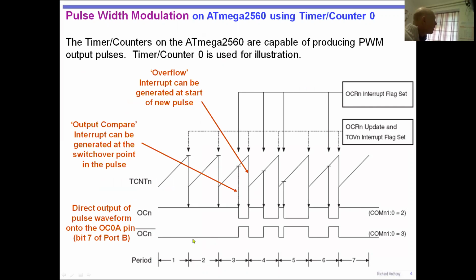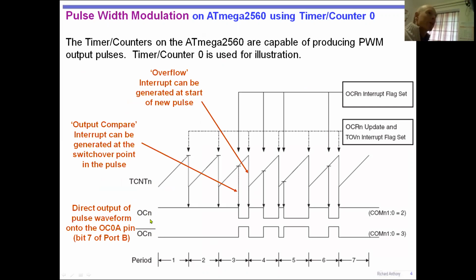Now, here we have some labeling which is generic. So OCn means it could be any of the output compare pins. We don't need to know which one for this diagram, okay? But obviously you would have to use output compare 3A or 0, whatever, because you can use these on any timer. It depends on what timer you've chosen and whether you're A or B.